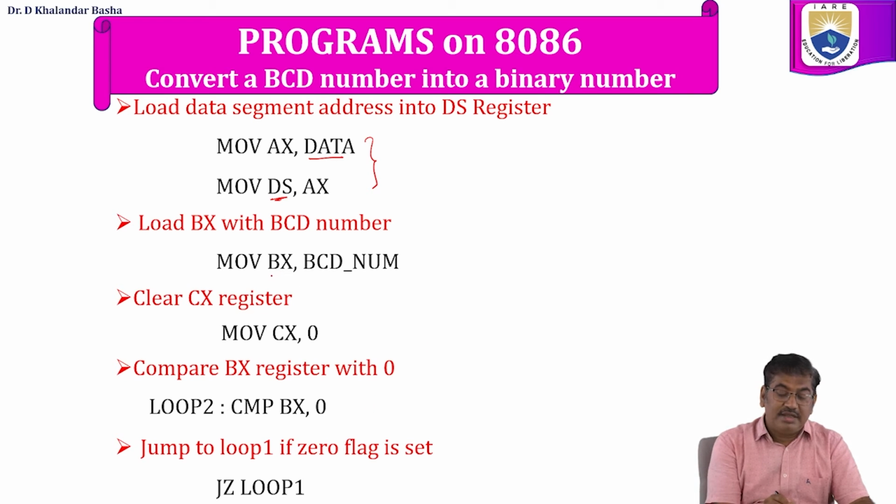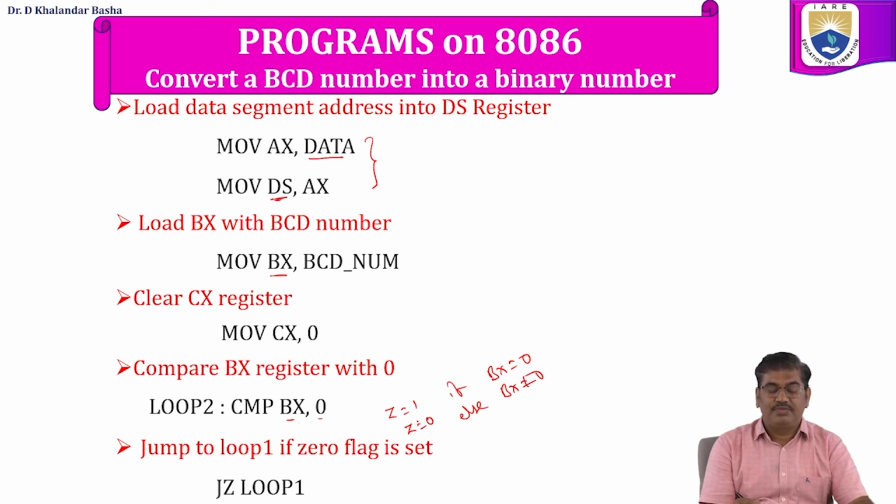Next, we will compare this BCD number with 0. If the BX register contents are equivalent to 0, then the zero flag will be set to 1. If the BX content is non-zero, then the zero flag is equivalent to 0. If the BX content is 0, the zero flag will be set to 1, so this condition is true. The control will be transferred to loop 1 where we can terminate the program. Else, the subsequent instructions will be executed.